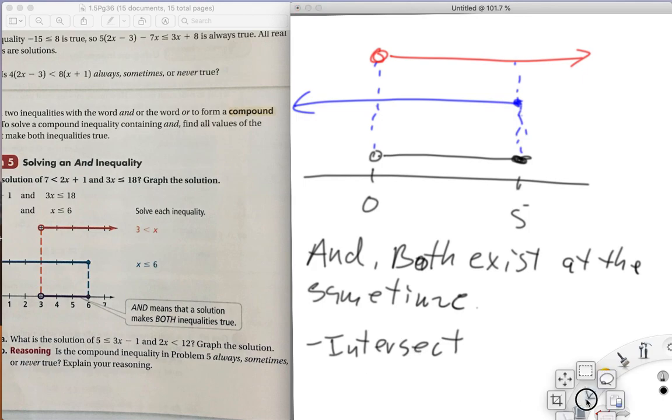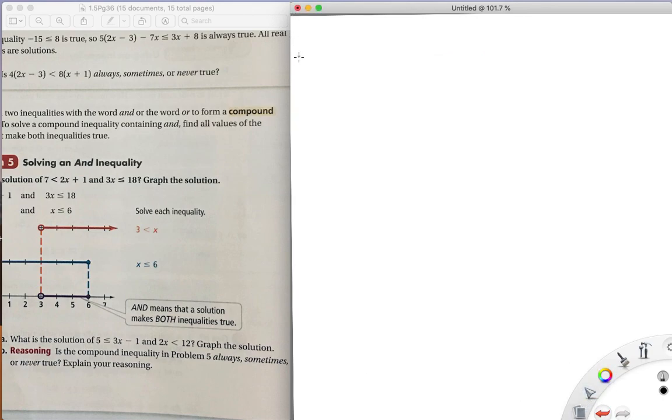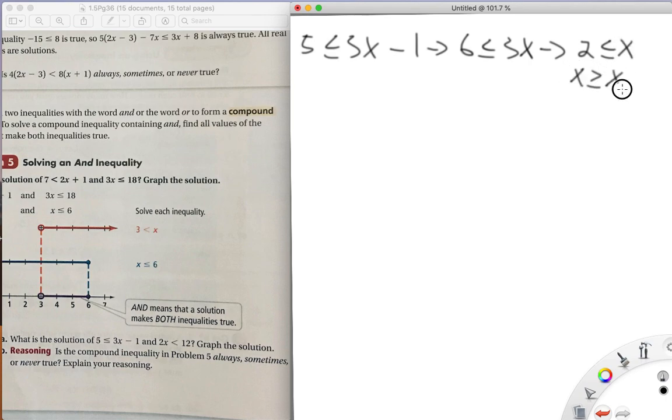So for this particular example, they want us to do 5 is less than or equal to 3x minus 1. I'm going to add 1 to both sides, which is 6 is less than or equal to 3x. Divide both sides by 3. And we have that 2 is less than or equal to x, or we can say that x is greater than or equal to 2. That's scenario number 1.